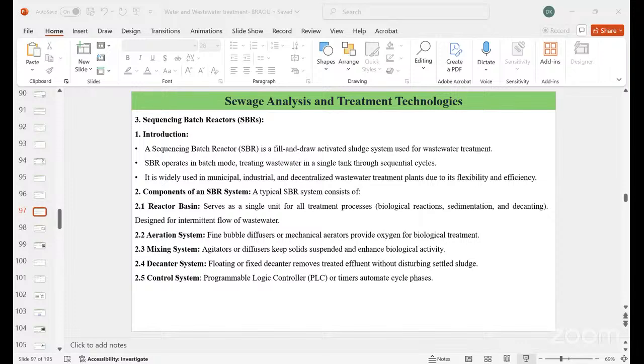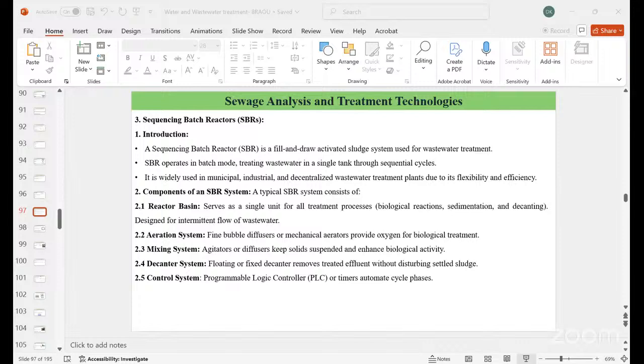So coming to the ozonation process, ozone is a strong oxidant that disrupts the microbial cell membranes and also inactivates the enzymes. The advantages are that it is highly effective against a wide range of pathogens, including viruses and protozoa, and it can also remove some organic contaminants. The disadvantages include high capital and operating cost, no residual disinfection, and ozone is unstable and must be generated on site.